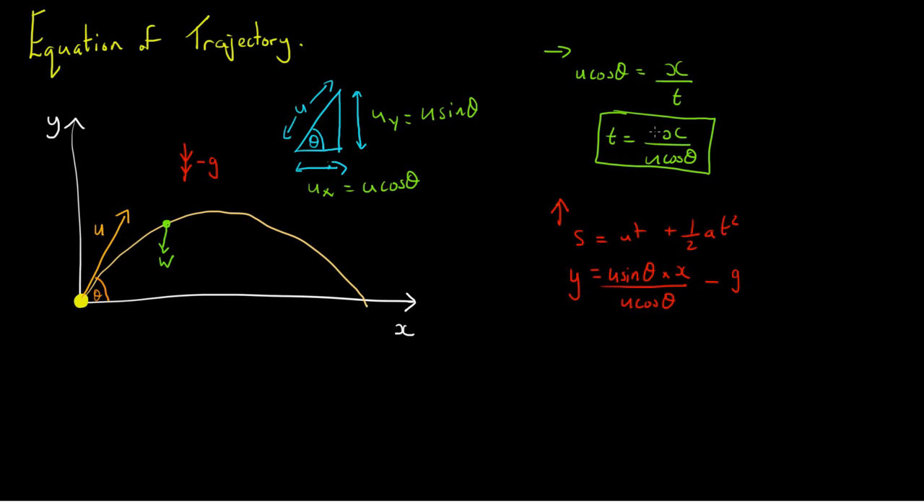Well, t squared is just this squared, which on the top gives us x squared. We've got the 2 from the half, and then we've got u squared cos squared theta, just squaring that term there. And if we tidy this up a bit, cancel the u's in the first term, and recognise that sine theta divided by cos theta is tan theta, we end up with our equation of trajectory, which is y is equal to x tan theta minus g x squared divided by 2 u squared cos squared theta. And this is our equation of trajectory.